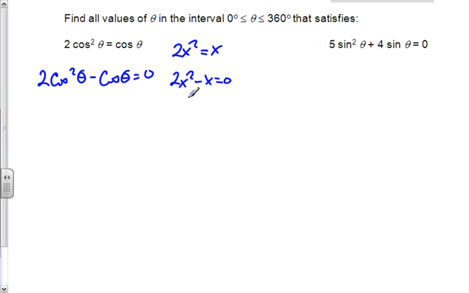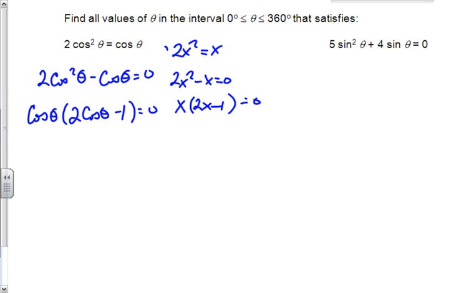All right, now over here, the idea is, well, I got to get x alone, so we're going to factor. I factor an x out. I get 2x minus 1 equals 0. Well, guess what? I'm going to factor a cosine out. So factoring out a cosine, I get cosine of theta and 2 cosine theta minus 1 equals 0.